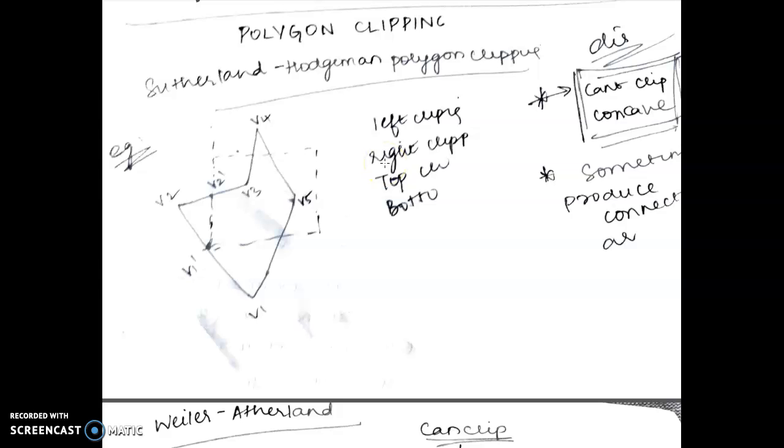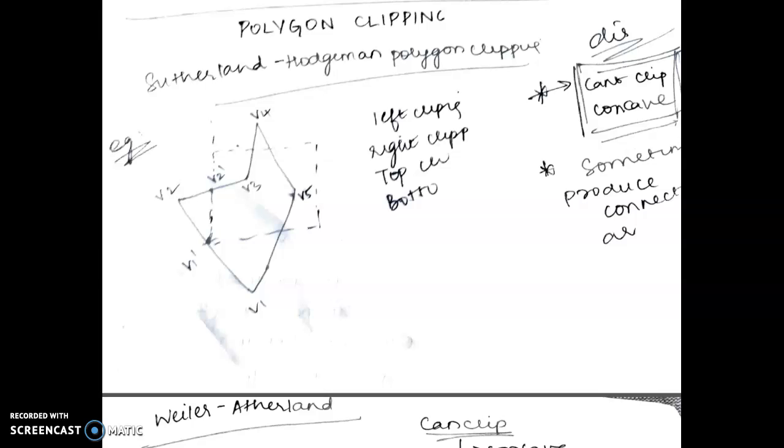There are two disadvantages. It cannot clip concave surfaces, it can clip only convex surfaces, and sometimes it produces connected lines. For example, if you consider a polygon from V2, V3, V4, V5 and take this point as V6 and connect it to this point, then while performing the left clipping, it will consider this as one polygon. This edge may not be present at all, but while clipping it will create an edge on its own. So these are the two disadvantages of the Sutherland-Hodgman polygon clipping algorithm.